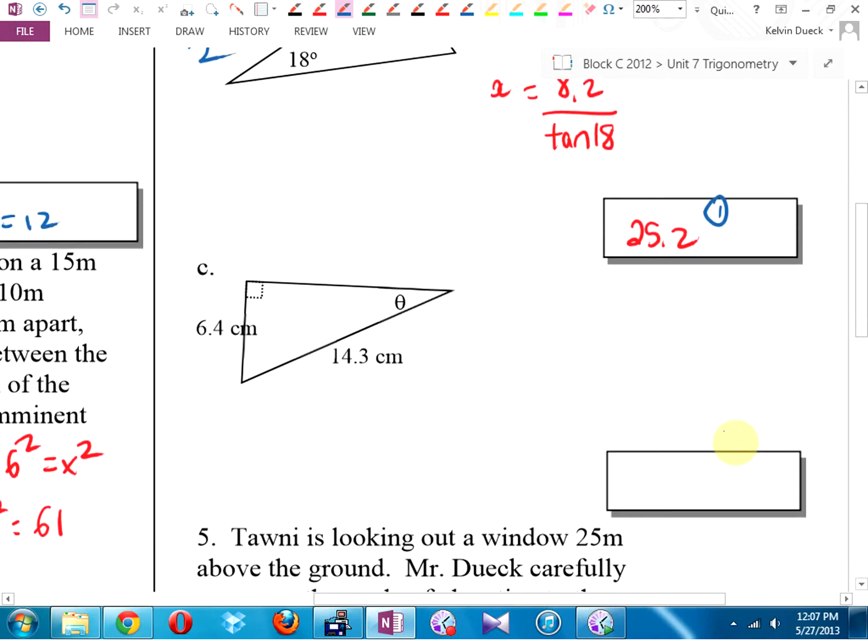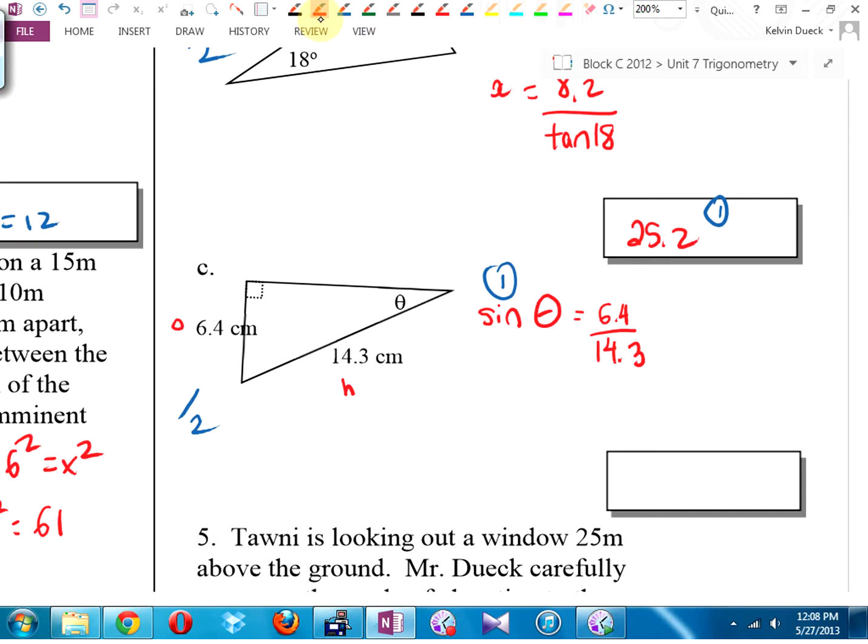C. Opposite, hypotenuse. Oh, sine. What always goes next to the trig function? The angle, which this time is the variable theta, is going to be 6.4 opposite over 14.3. So this is also going to be out of 2. That's going to get you 1 mark.